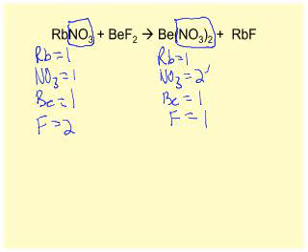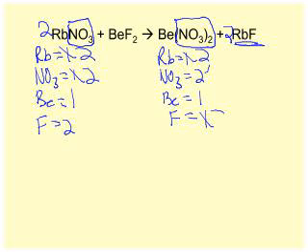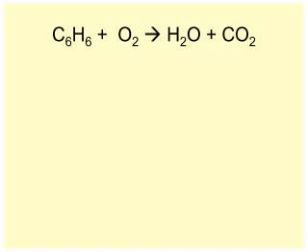So I saw my nitrates don't match, so I'll throw a 2 in front of here and get double the rubidium fun, double the nitrate fun. So now my rubidium's messed up on the right hand. So I'll throw a 2 in front of rubidium, 2 rubidii, and 2 fluorines, and I'm done. Woohoo! This is so cool. I wish everything was this easy in chemistry.